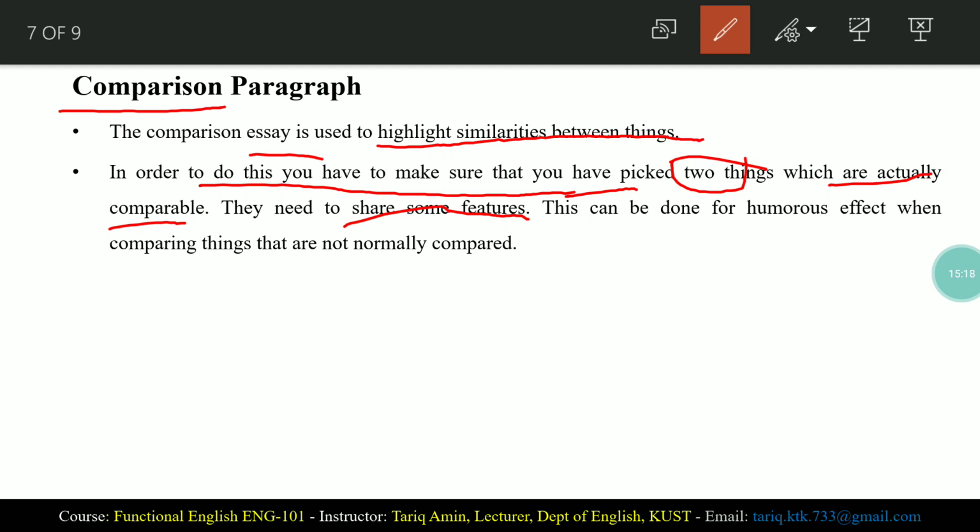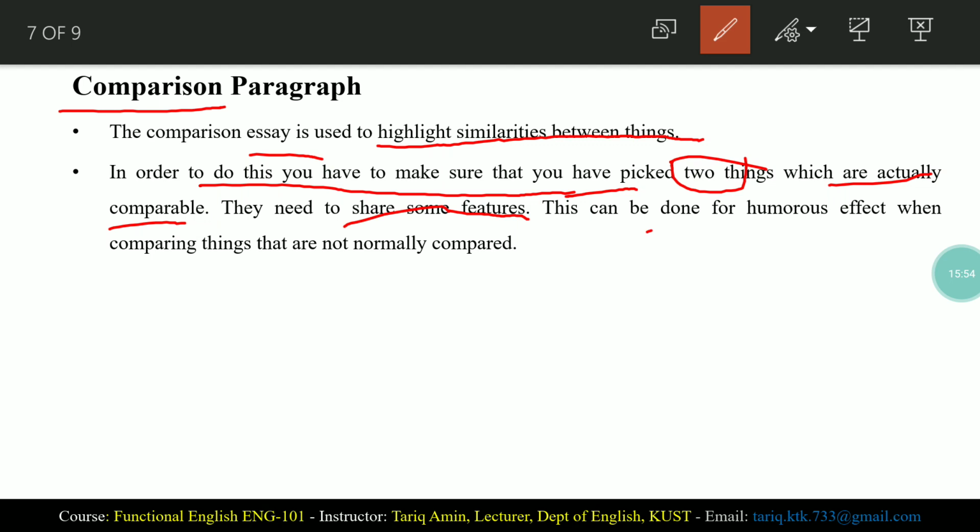For example, you are comparing two universities, and we know that one university shares some of its features with another university. For example, Kohat University of Science and Technology shares some of its features with Global University, Dera Ismail Khan. Department of English is there in Kohat University, and with the same we can say that Department of English is there in Global University DI Khan as well. So these are some of the features.